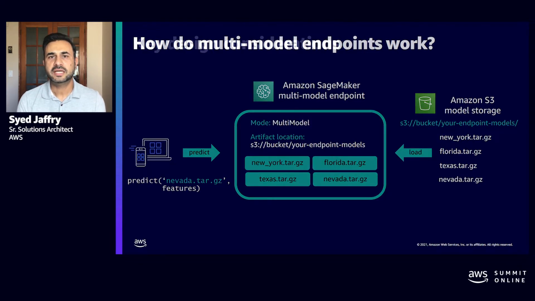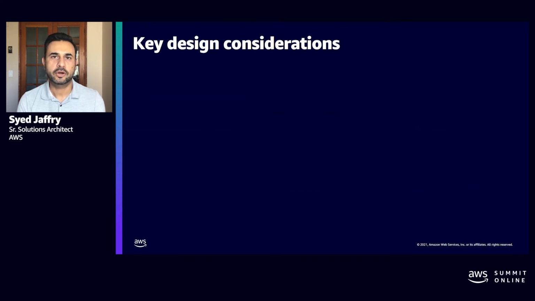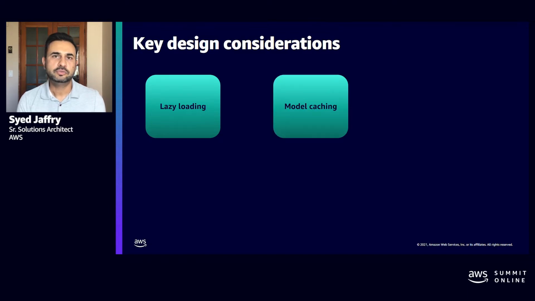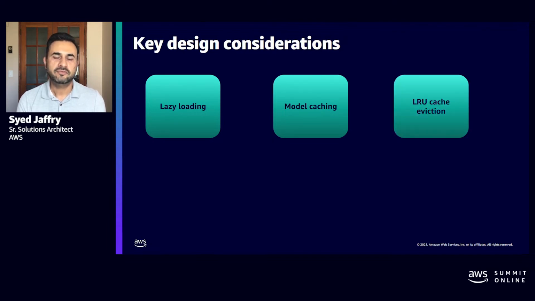Now, there are some design considerations that you should be aware of. Firstly, remember that models are lazy loaded onto the endpoint. So expect a cold start latency on the first invocation. But we'll keep your frequently used models in memory, and they end up having the same performance profile for latency as if they were hosted on a dedicated endpoint. And we'll evict least used models out of the memory via an LRU algorithm so that we maximize the number of frequently used models that are being served out of memory.